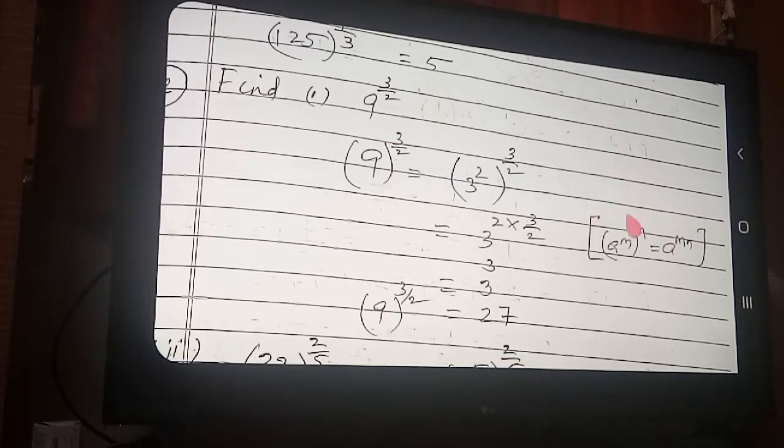Which formula you are applying, you should write on the side also. Here a raised to m the whole raised to n, or a raised to p the whole raised to q. Same. Okay. Go to the next sum.